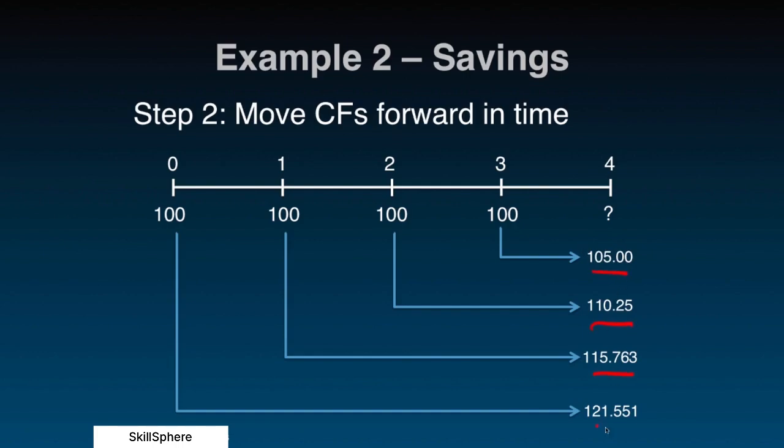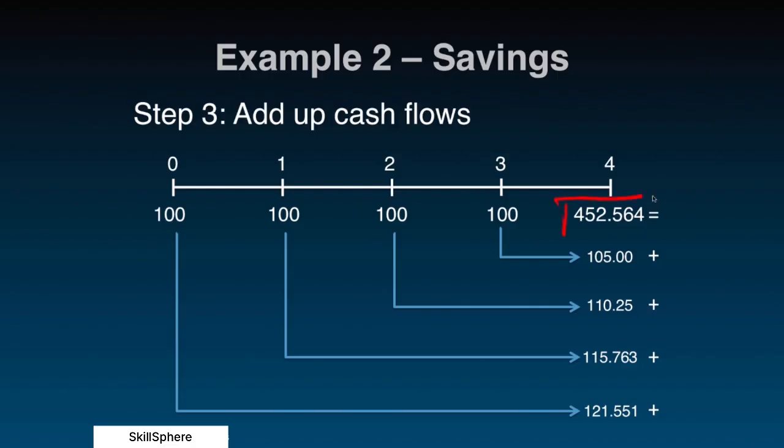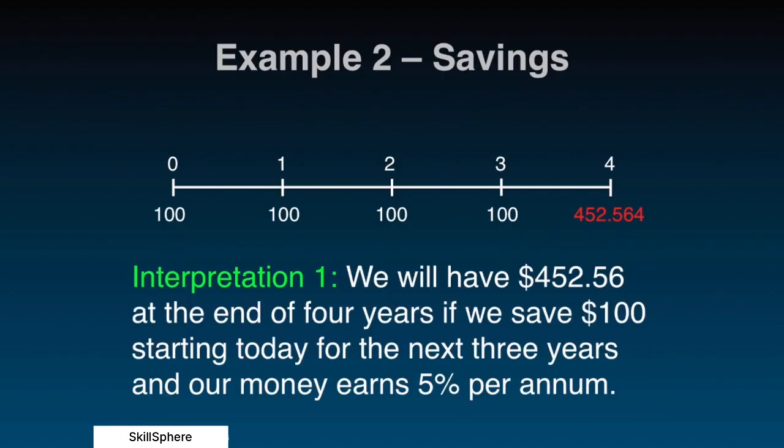If we do the arithmetic, we get these future values of the cash flows: 105, 110, 115, 121. We can now add all of these cash flows because they're all in the same time units, period 4. And if we do that, I get 452.564. So what does this mean? How do we interpret that? Well, we will have $452.56 at the end of 4 years if we save $100 starting today for the next 3 years and our money earns 5% per annum.